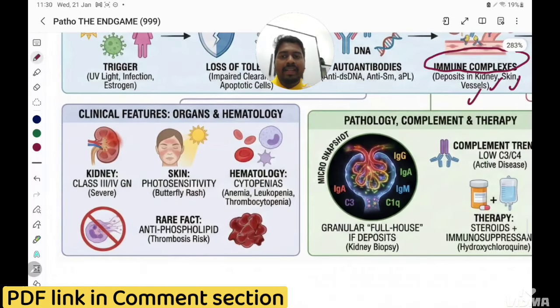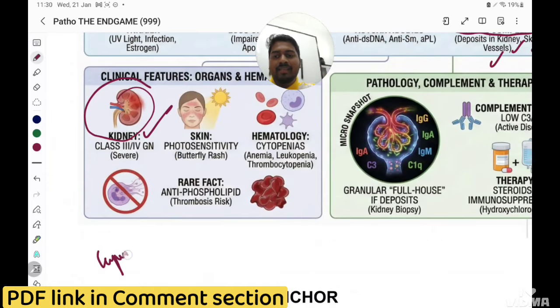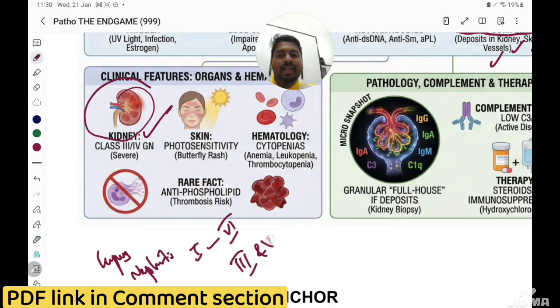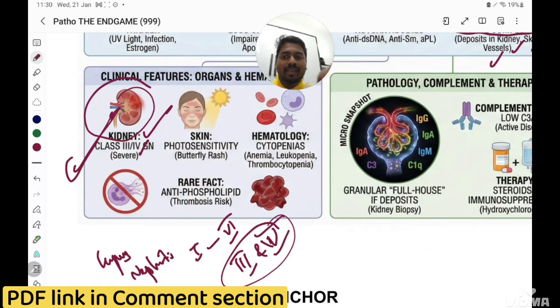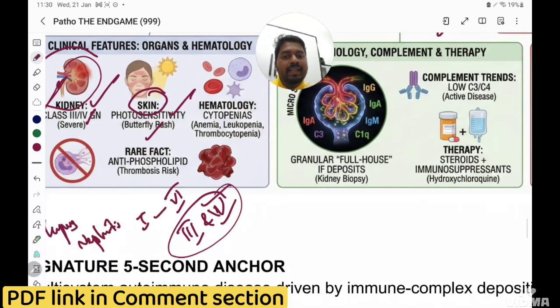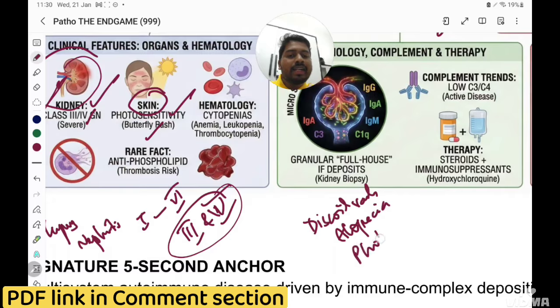So what are the clinical features? One is kidney involvement, which we grade as lupus nephritis. Lupus nephritis has class 1 to class 6, and out of these, class 3 and class 4 are the most severe forms. In the skin, it can cause photosensitivity leading to a butterfly rash. It can lead to discoid lupus, a discoid rash, and alopecia. It can also lead to a malar rash, which spares the nasolabial fold.